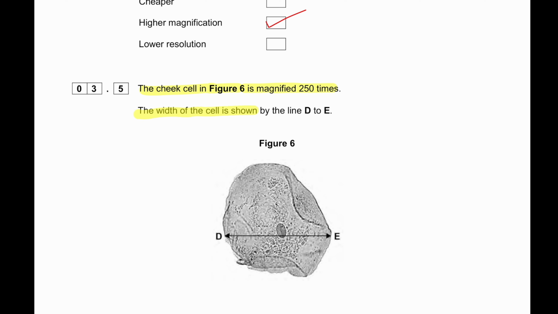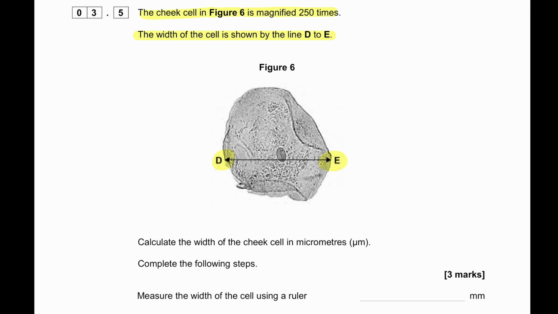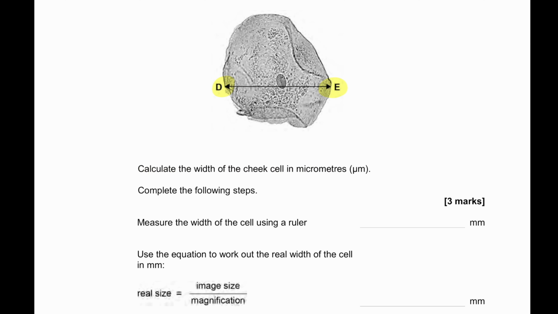The cheek cell in Figure 6 is magnified 250 times. The width of the cell is shown by the line D to E. Calculate the width of the cheek cells in micrometers. The width of the cheek cell provided in the answer is 45 millimeter. In the exam, we will measure it using a ruler, however, in an electronic device, it's not possible to measure. So 45 millimeter. 1 millimeter is equal to 1000 micrometer.